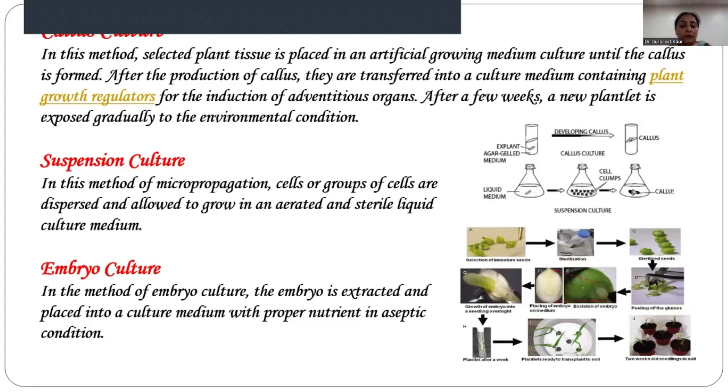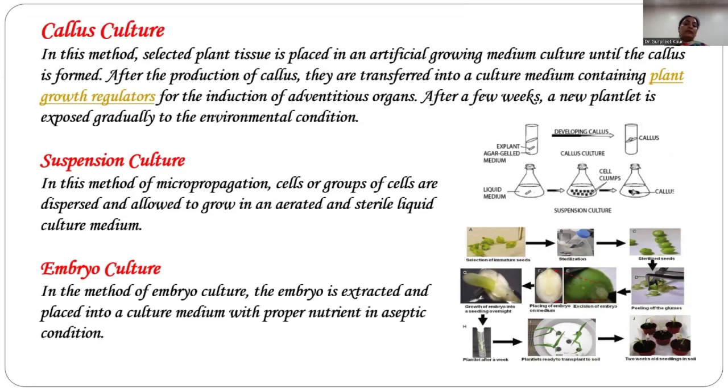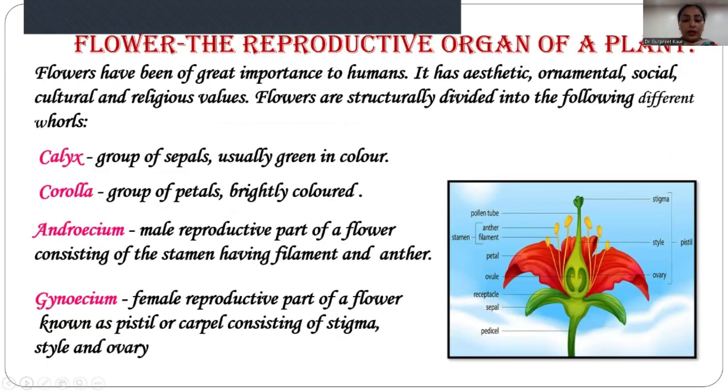Next is the embryo culture. Here the plants are directly grown from the embryo when placed in culture medium with proper nutrients in an aseptic situation. Next slide, please. Now coming to the flower. These all are the methods of asexual reproduction.